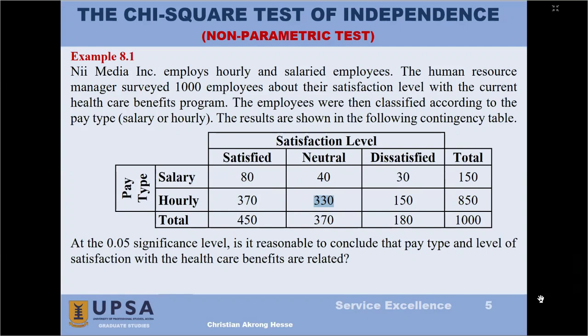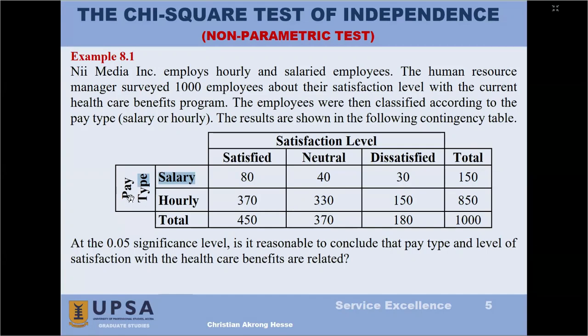How do you interpret this 330? The 330 hourly workers say they are neutral. Yes, 330 out of the 1,000 workers who are hourly workers say that they are neutral. So these are just frequencies. They are not observations, they are frequencies. So when you add all of them, you get the 1,000.